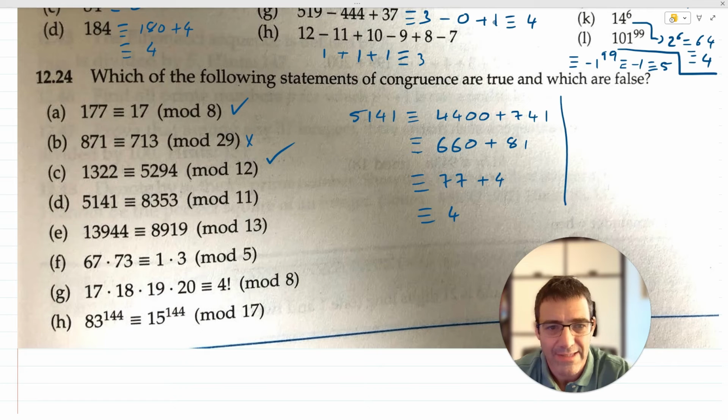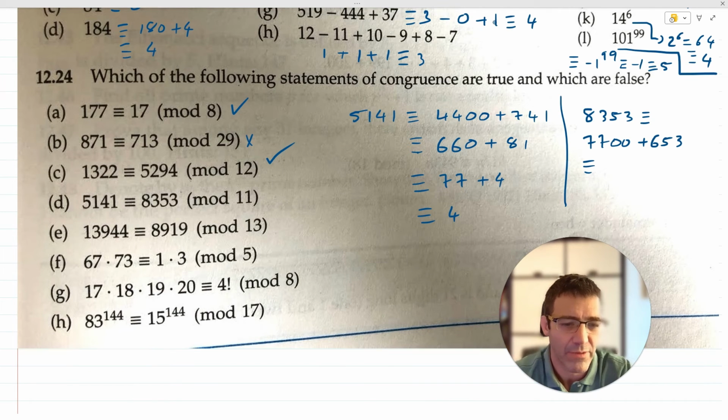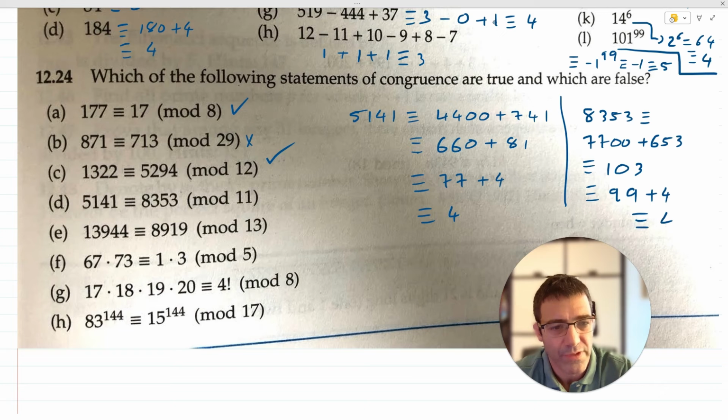And for the right-hand side, 8353, that's congruent to, so what do we have? 7,700 plus 653. Now we can take out the 7,700. From 653, we can take out 550, which leaves us with 103. And from 103, we can take out 99. If we take out 99, we can say that this is congruent to a 4. So this is going to work. And in this case, we have 4 mod 11 on both sides.